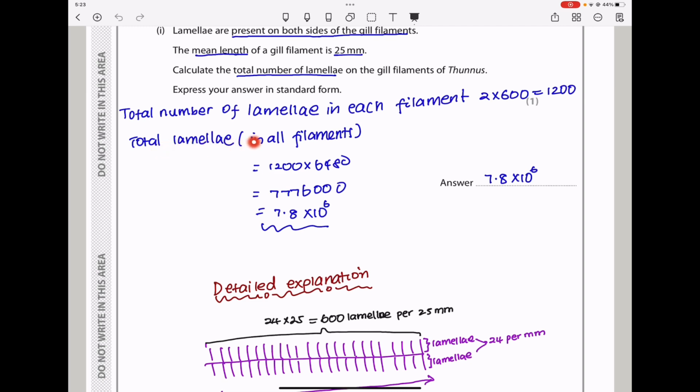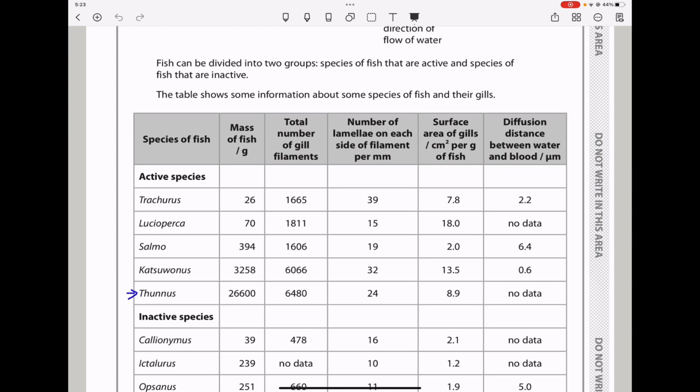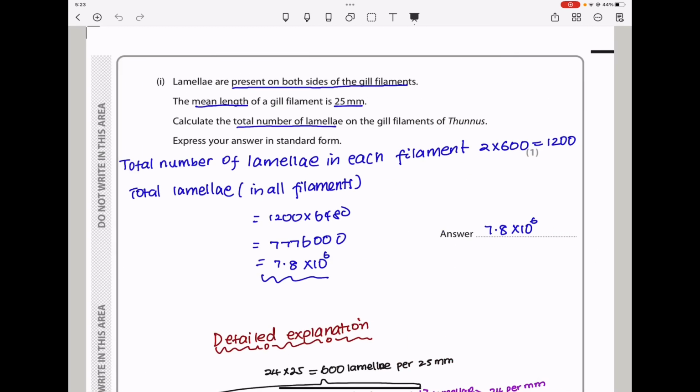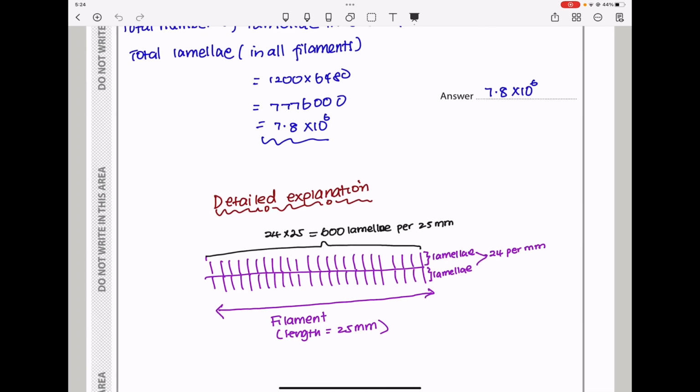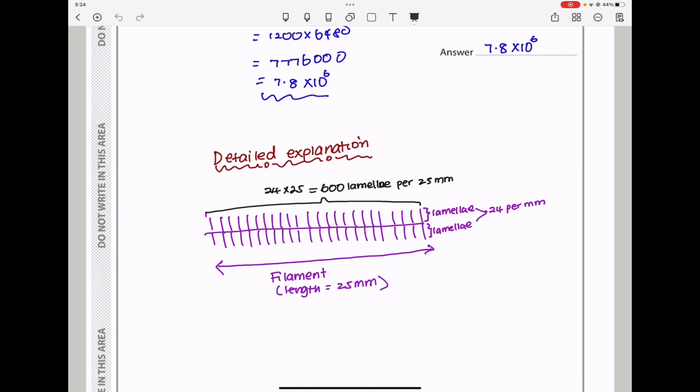So the total lamellae in the filaments are going to be, if we go back here again for that one here, it's going to be that. These are the total number of gills, 6,480. So we can say 6,480 times 1,200, which gives us that. In writing this in standard form, it's 7.8 times 10 power 6, and that is my answer. Please revisit this explanation for more details.